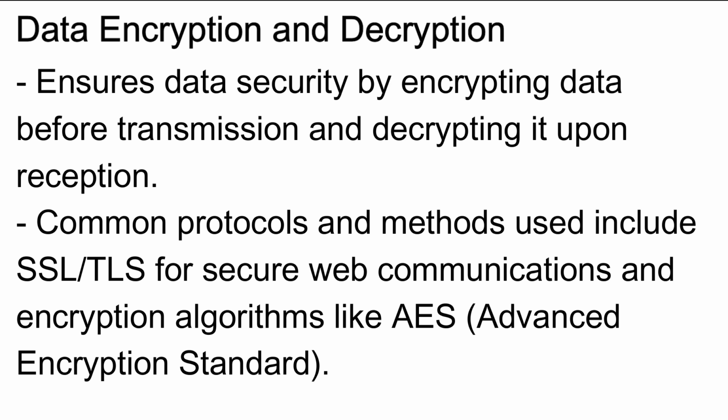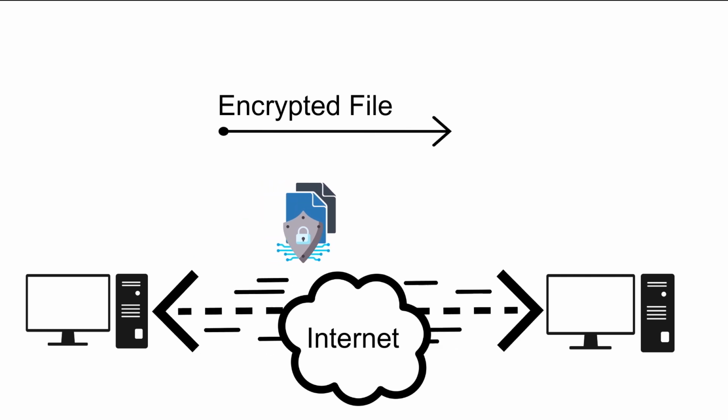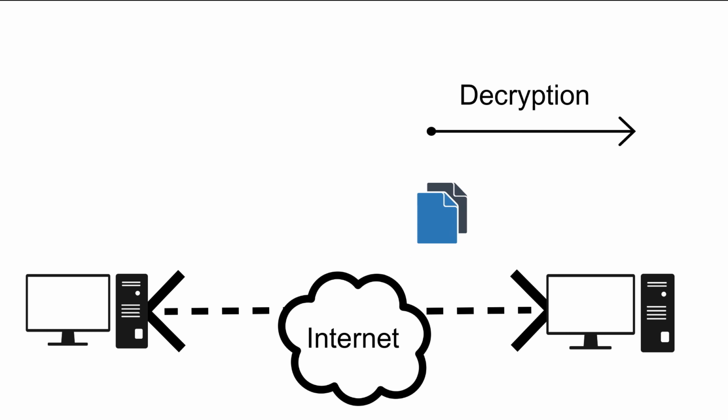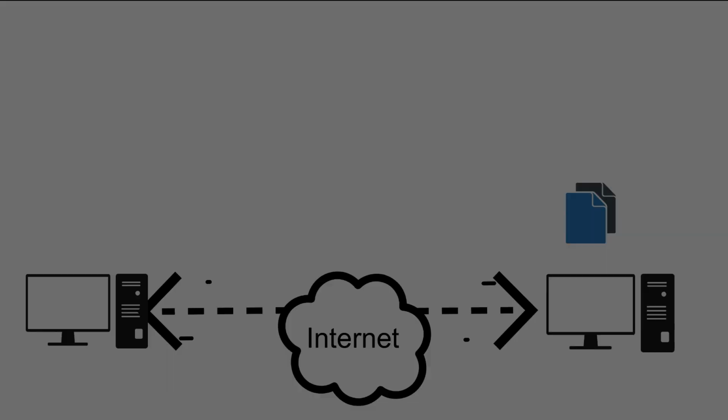Okay, let us assume we are forwarding a file. On one side the encryption will be done by the presentation layer and the encrypted file will be forwarded through the internet, and on the other side the decryption will be done at the receiver end. So this is done by the presentation layer.